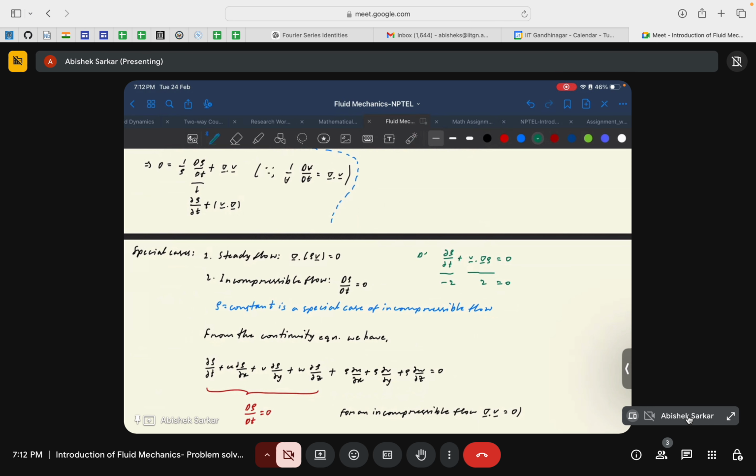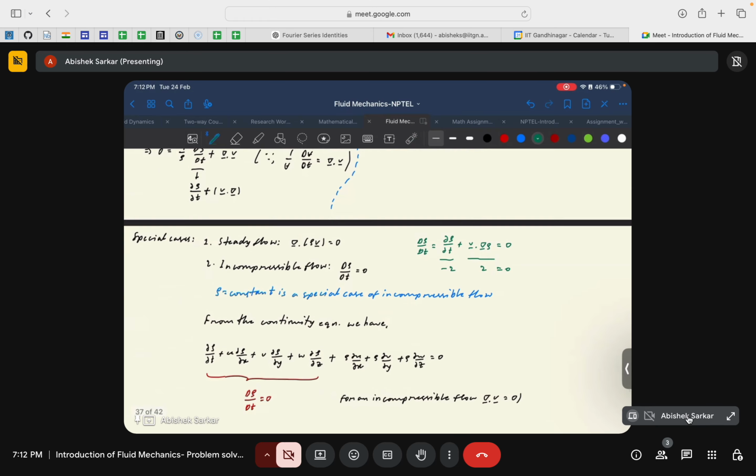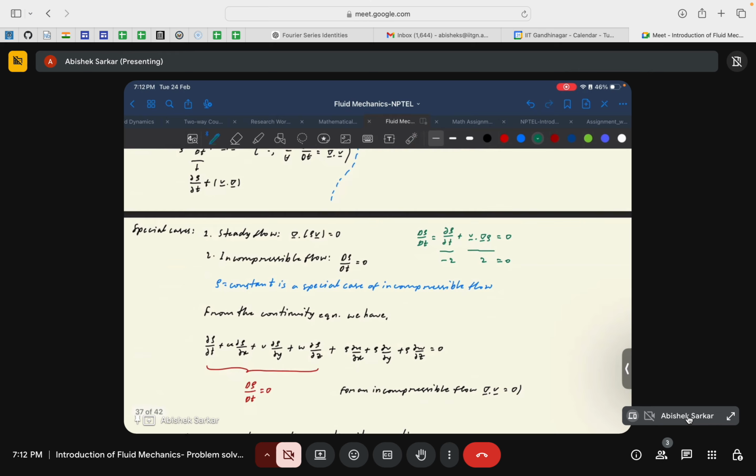So incompressible flow in general does not mean that density is constant, but rho equal to constant is actually a special case of incompressible flow. If you substitute rho as constant in this expression, both of these derivatives will be equal to 0, so you will get the entire term to be equal to 0. But in general, d rho by dt equal to 0 is what is actually meant by incompressible flow, and rho equal to constant is a special case of incompressible flow.